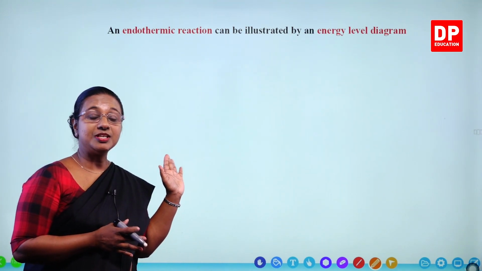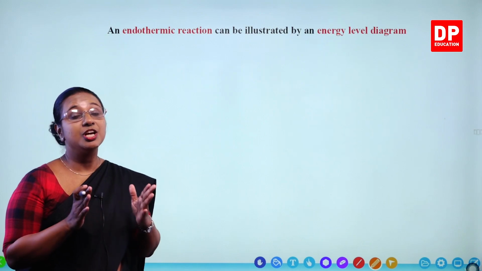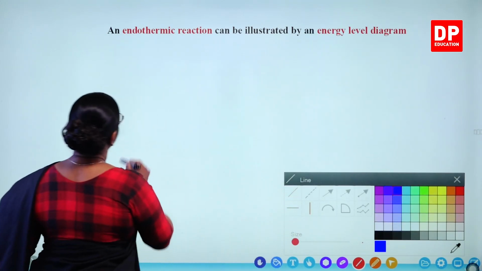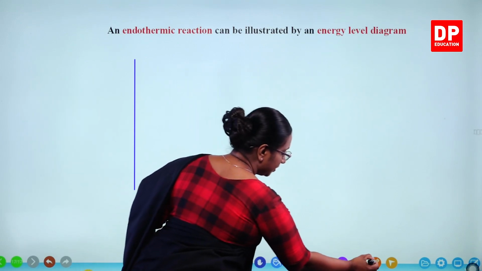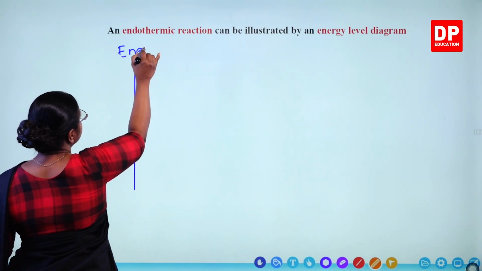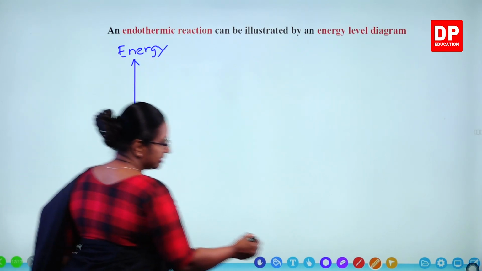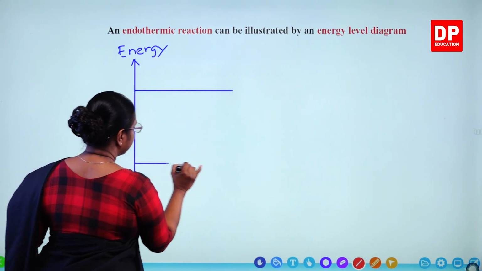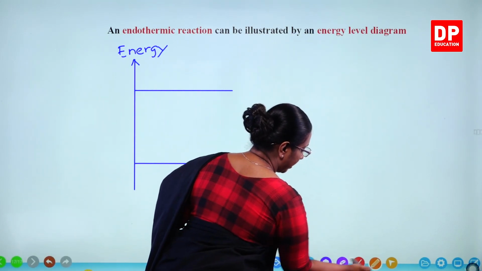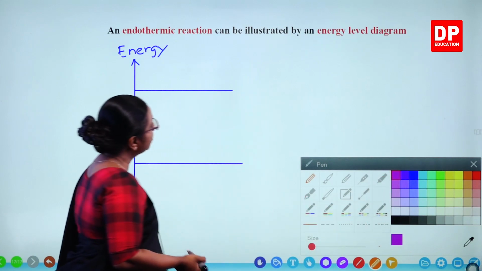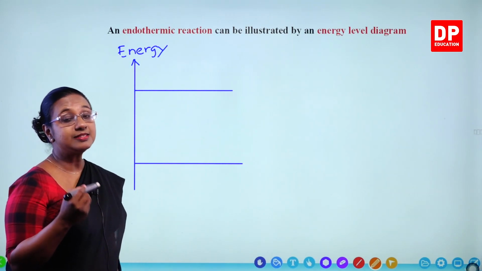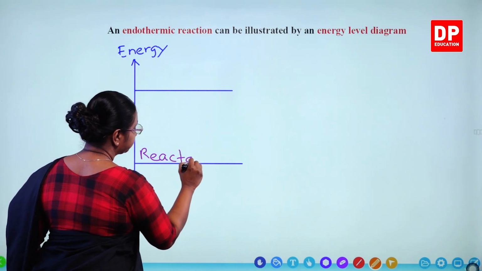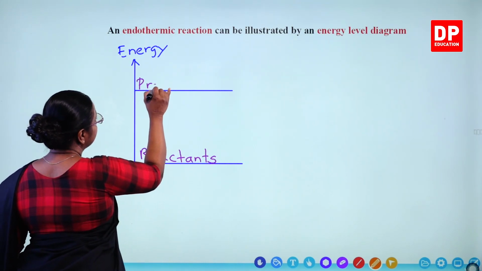Like in the previous instance, students, here also we will use a common reaction to denote the endothermic reaction. So, to do that, we need to draw the energy level diagram. So, here this is energy, this particular axis, and then we need to use lines to denote the reactants and products. So, where do we put the reactants? Here, reactants absorb heat and go to a higher energy level. So, reactant will be here and the products will be here.